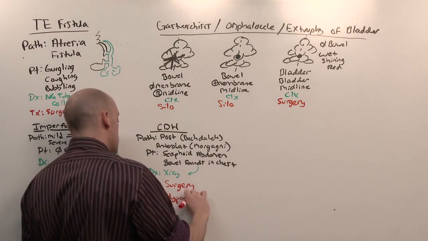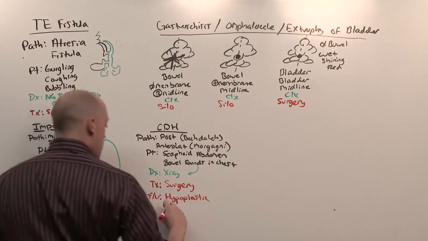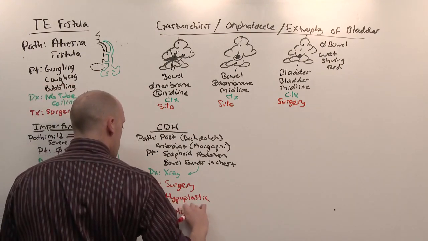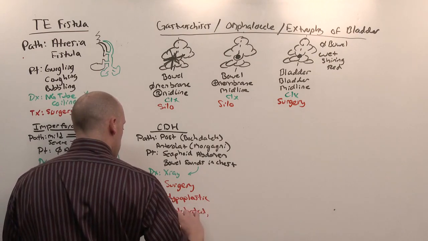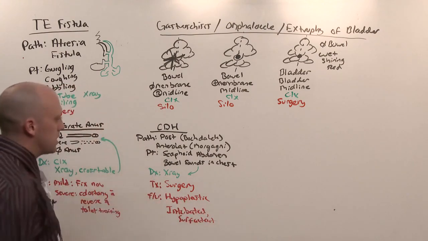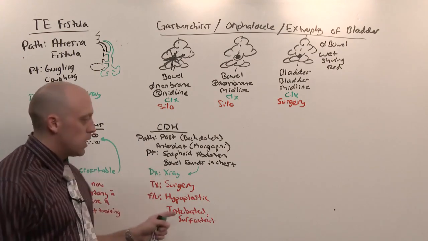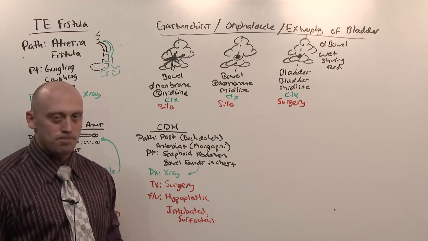So the hypoplastic lung can cause problems for baby in the sense that they may need to be intubated and given surfactant in order to expand the lung that is hypoplastic and crushed by the bowel. So recognize the diagnosis, but know that hypoplastic lung is the thing you're going to have to manage.